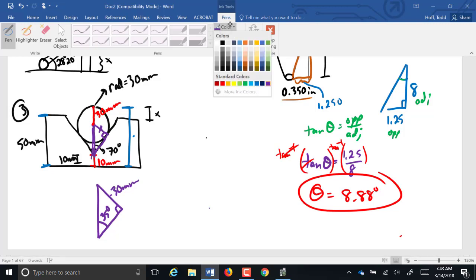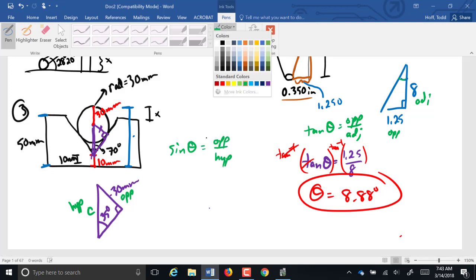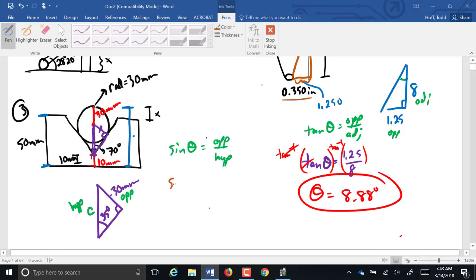Now, the dimension we really want to find is this one right here. I'm going to call that C because it's across from the right angle. That is the hypotenuse. What's the 30? Opposite. Of course, now that's going to be sine. Opposite over hypotenuse is correct. Do we know the angle? Yes, we put in 35 there. Do we know the opposite side? Yes, that's 30. We're looking for the hypotenuse.